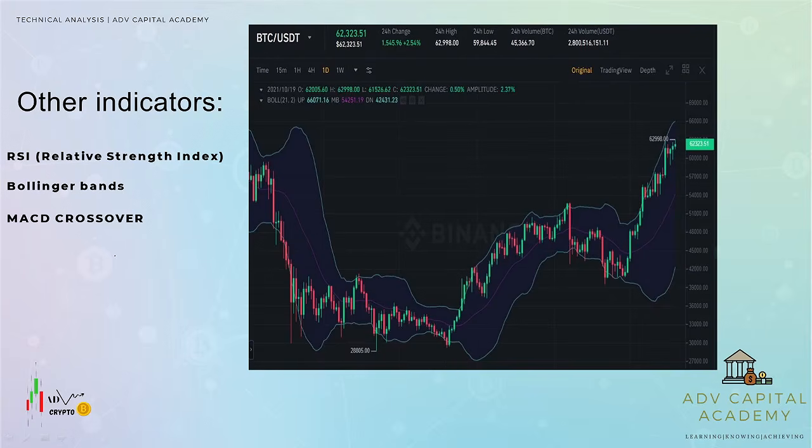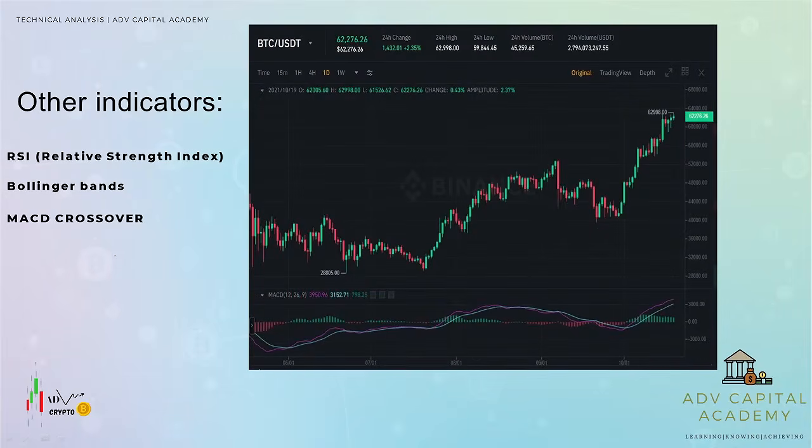MACD crossover. MACD is calculated using two exponential moving averages, and its value equals the value of the shorter period, faster EMA, less the value of the longer period or slower EMA. When the MACD line crosses from below the signal line, the indicator is considered bullish. The farther below the zero line, the stronger the signal. When the MACD line crosses from above the signal line, the indicator is considered bearish. The farther above the zero line, the stronger the signal.